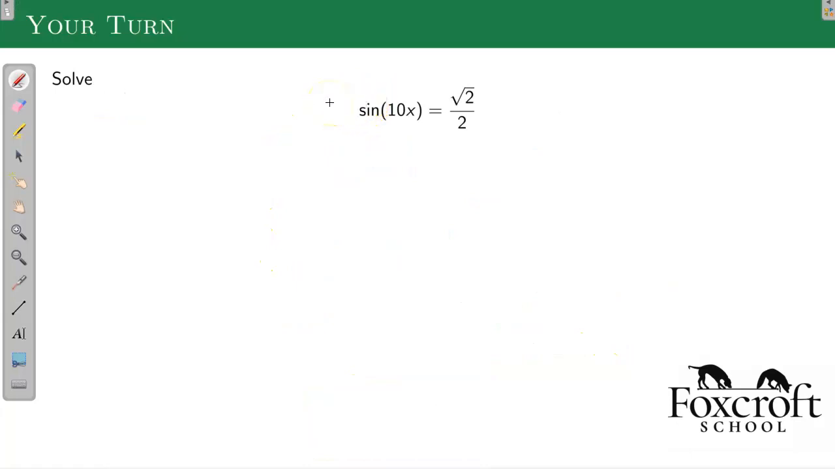All right, but for you to try on your own, make it a little bit simpler, just the multiple angle, sine of 10x equals the square root of 2 over 2. So go ahead, pause the video. I'll show you the answer in 3, 2, 1.